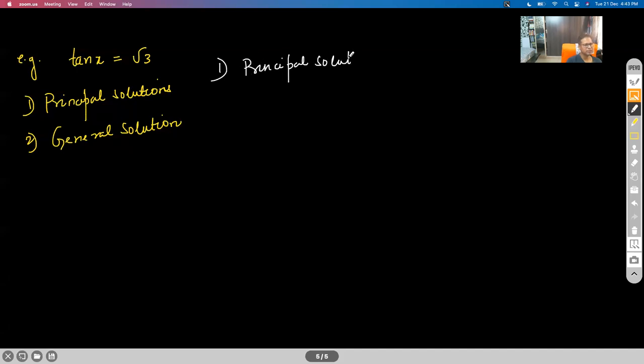So let's start with principal solutions first. So think of the angles which lie between 0 to 2 pi, including 0 but not 2 pi, for which your tan x becomes root 3. Write your values down on the chat box. Very good, very good. Okay, so tan pi by 3 is root 3. So pi by 3, that's in the first quadrant, and one more you will get in the third quadrant when you add a pi to this, so that will become 4 pi by 3. So these are your principal solutions.